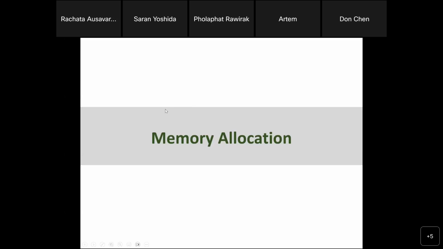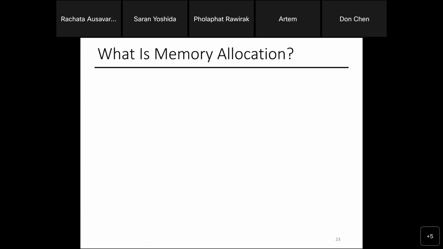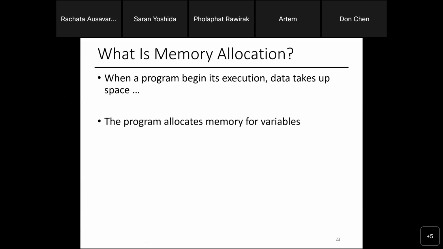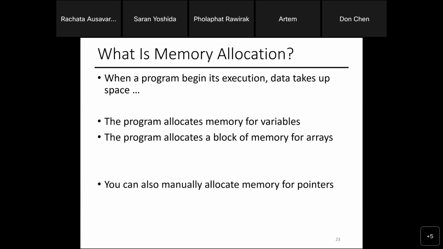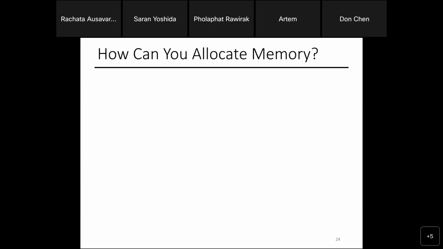The next thing we have to talk about is memory allocation. Basically, what it means: when the program begins execution, all your data takes some space. There has to be some room for your data. The program allocates memory for the variables that you're using, and then it allocates a block of memory for your array. You can also manually allocate the memory for your pointer.